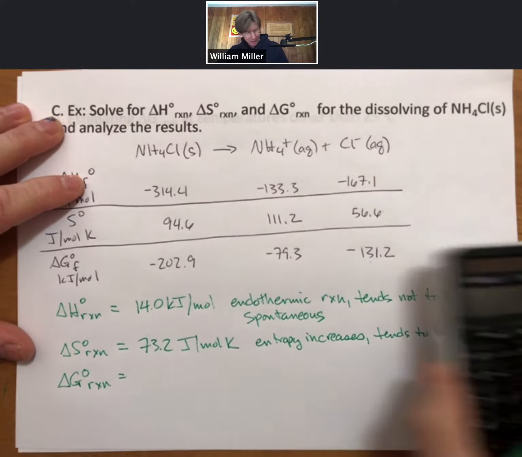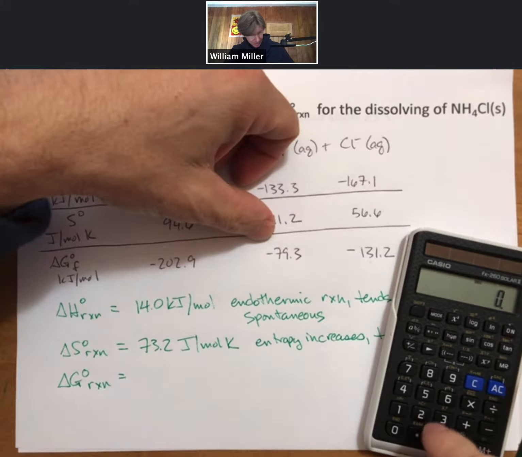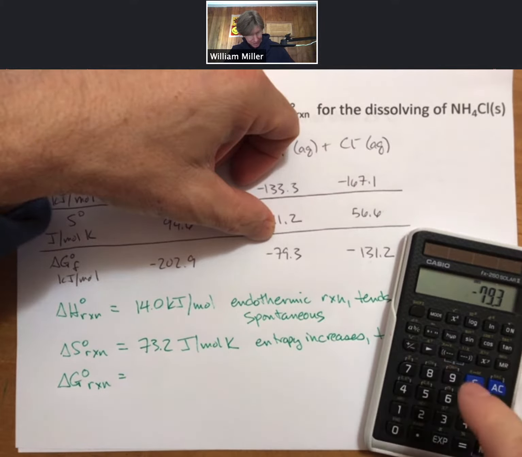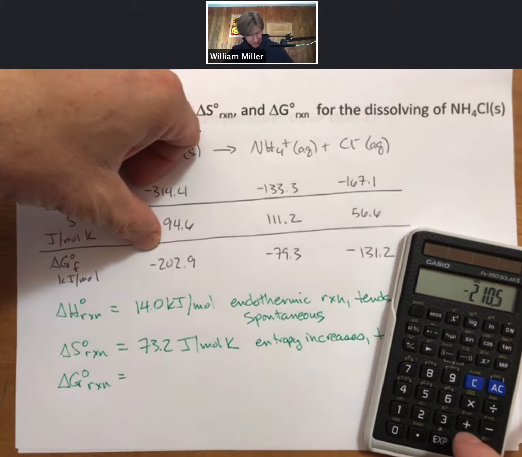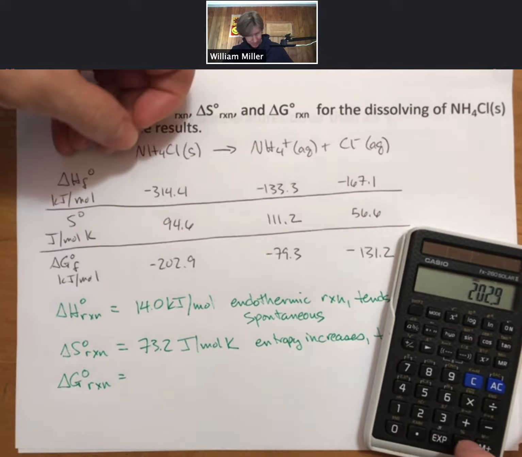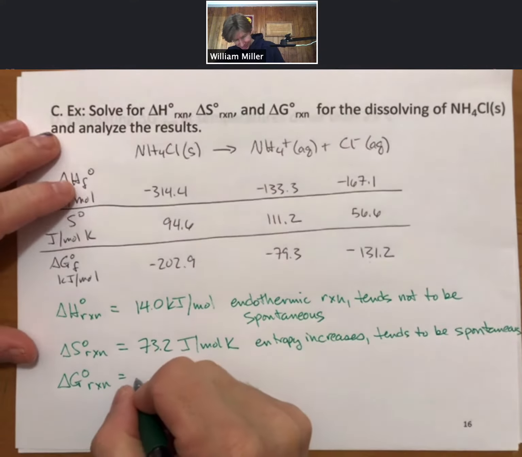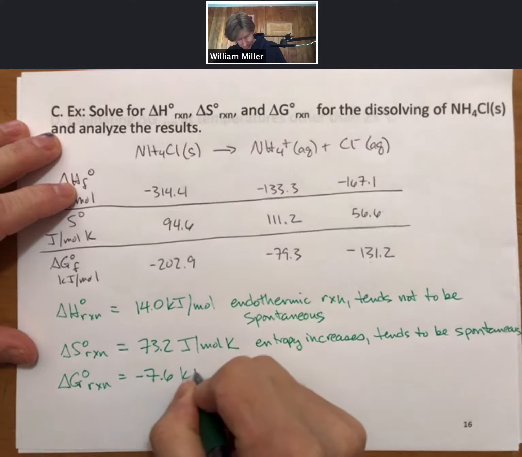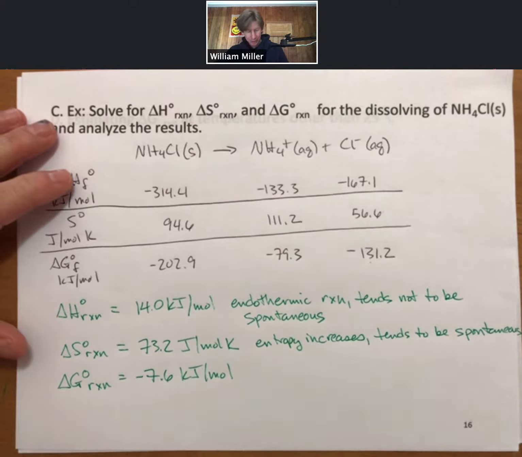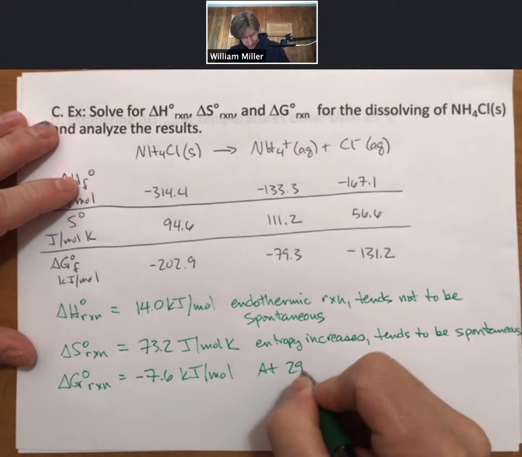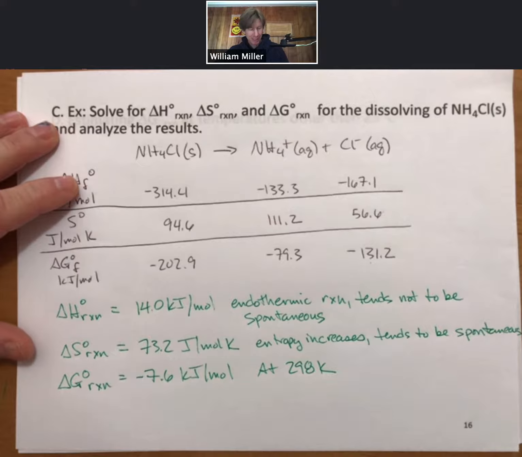And now delta G naught reaction, products minus reactants, 79.3 minus 131.2 plus 202.9 minus 7.6. Kilojoules per mole. This is a negative number, and we're at standard conditions, so at 298 Kelvin, which is 25 degrees Celsius, this reaction is spontaneous.